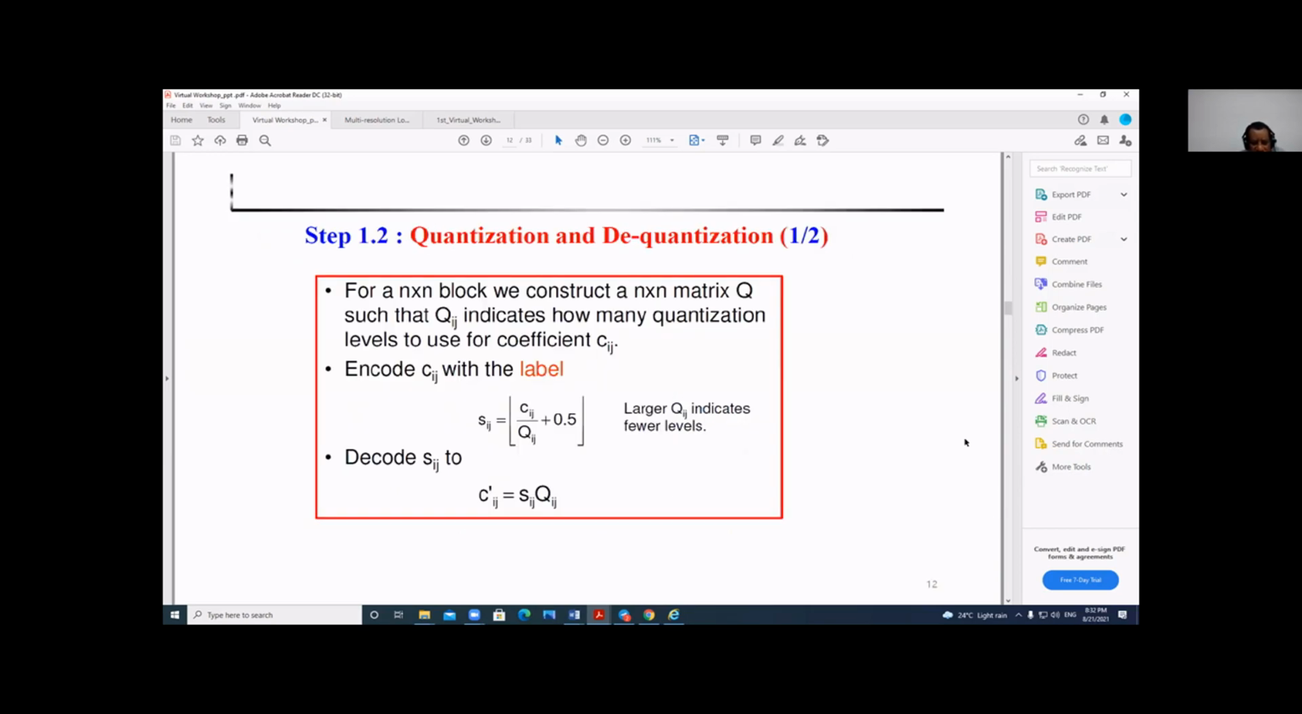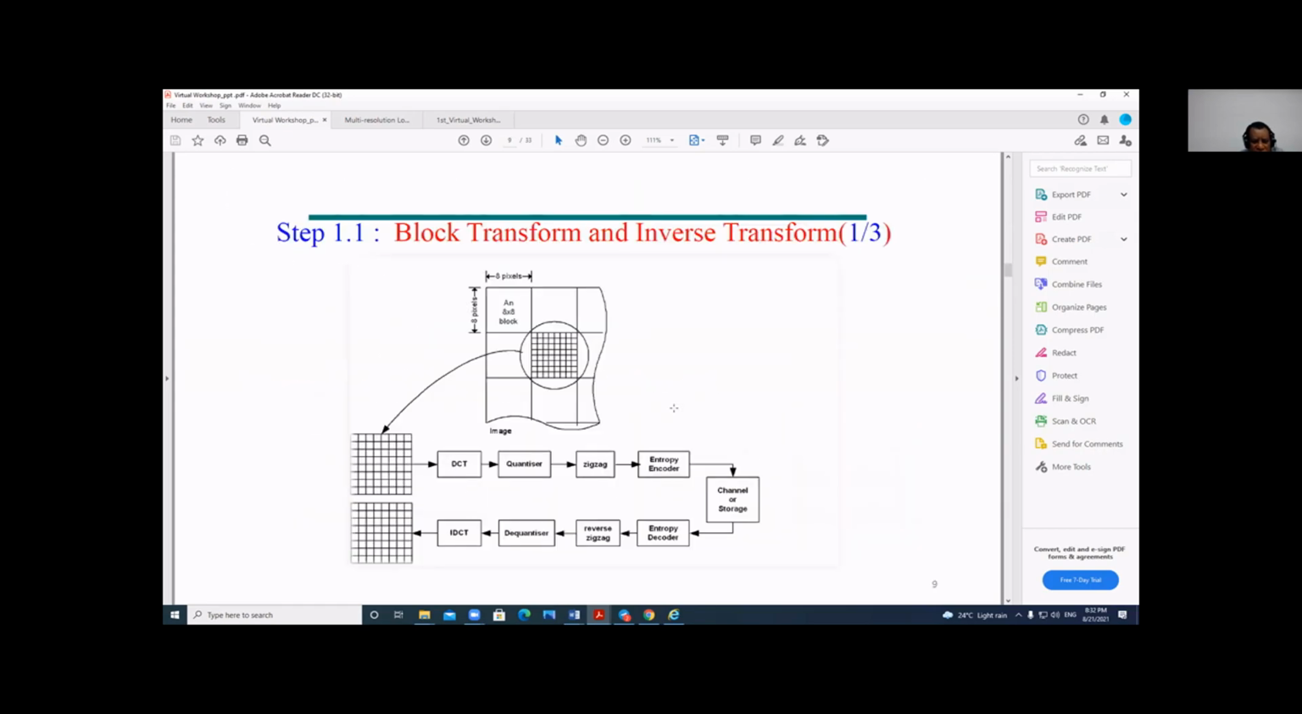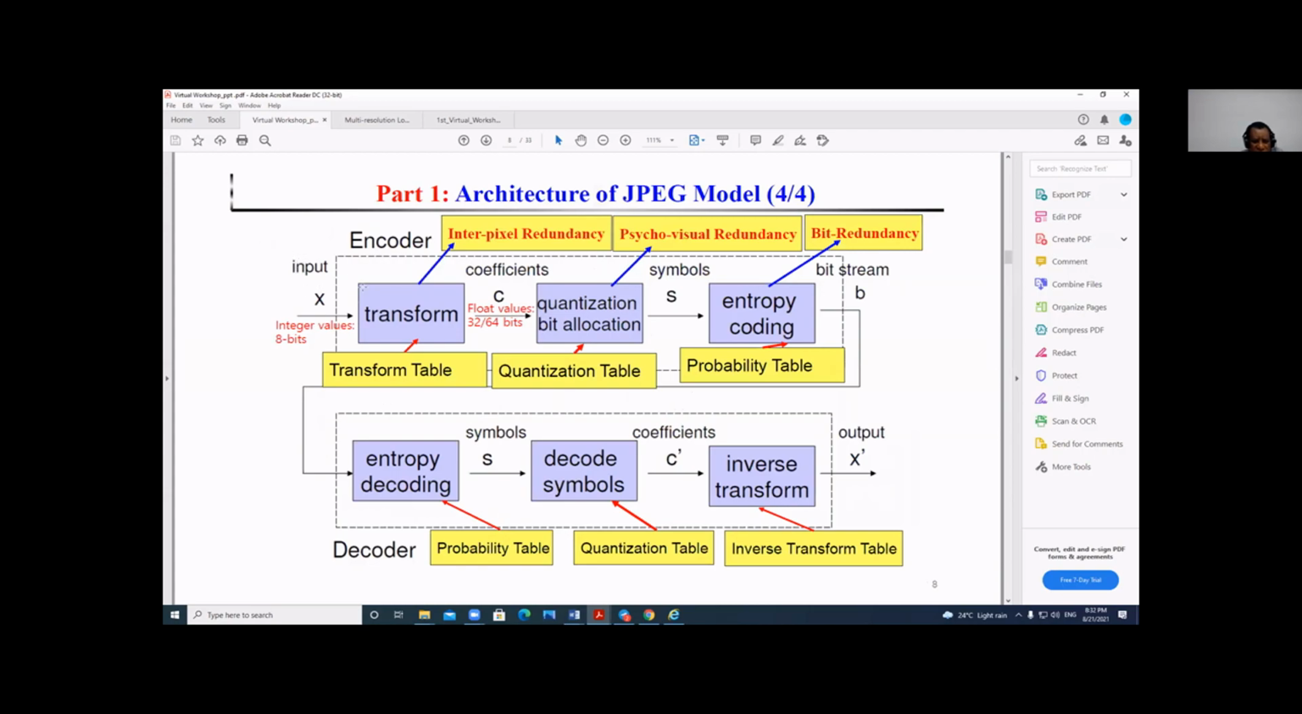Quantization. Quantization is necessary because in the image data, the values are originally integer values from 0 to 255. But after transformation, you will get a float value. Initially, each pixel has 8 bits, but after transformation, because it's a floating value, each coefficient will have 32 bits or 64 bits. So it is the opposite; we are not doing compression in this case. To avoid this, I have to truncate the decimal places to get the integer values.